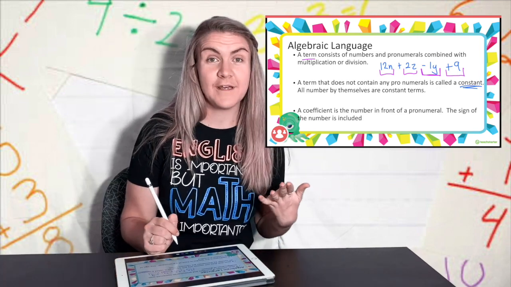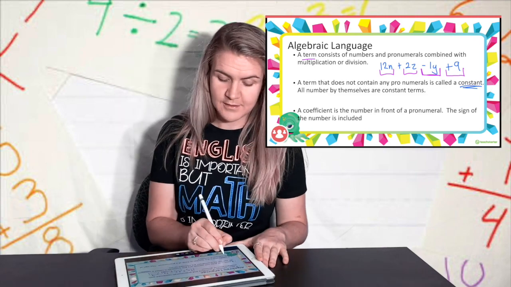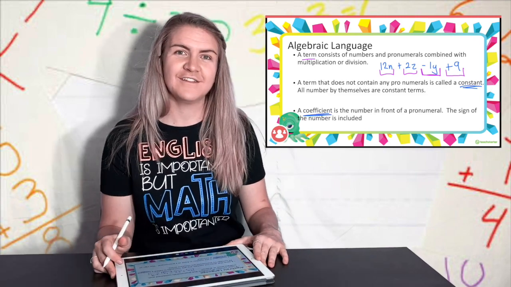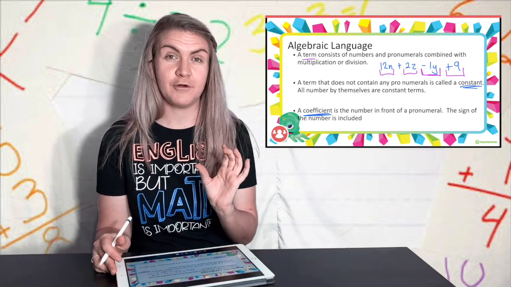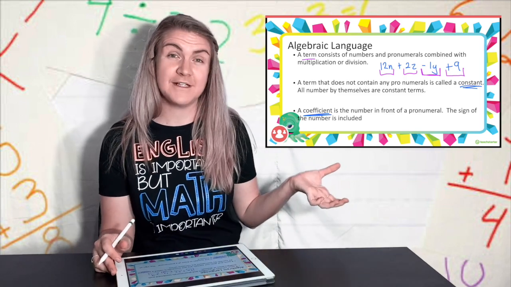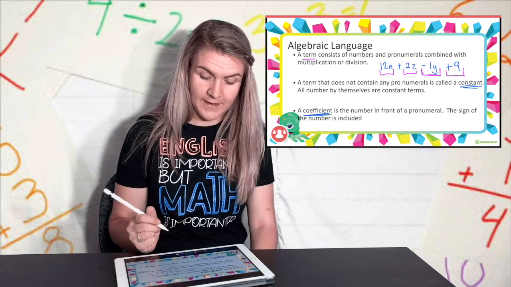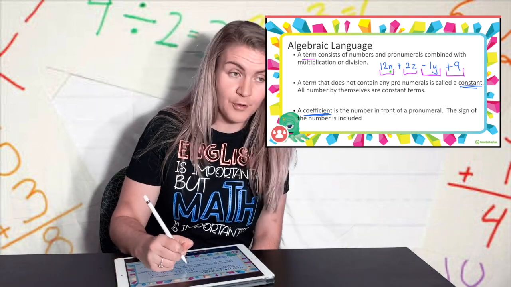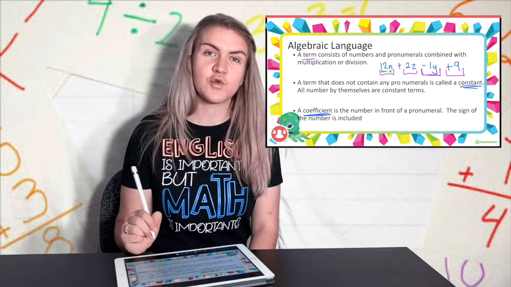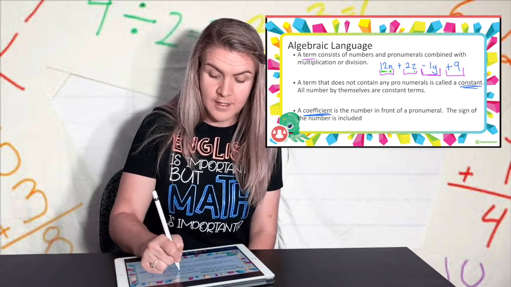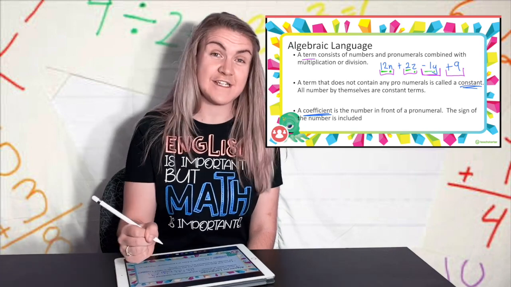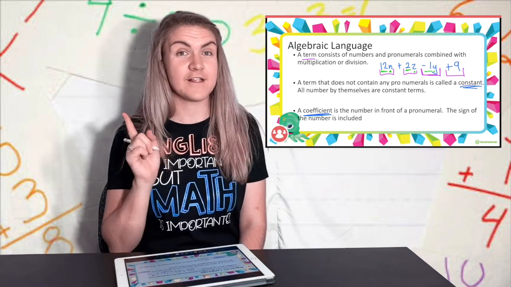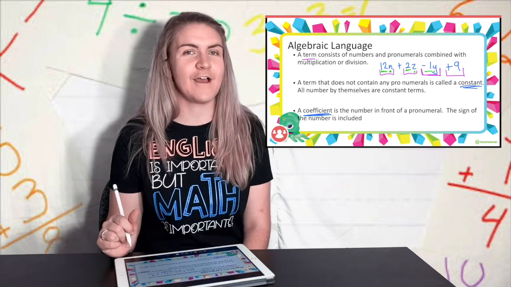The next word we need to learn is coefficient. That is the number that sits right in front of a pronumeral. The number the pronumeral is multiplied by. Let's find some here. Here's a pronumeral. Its coefficient is 12. Here's a pronumeral. Its coefficient is 2. Here's a pronumeral. Its coefficient is -1. Notice that the sign is always included in that coefficient.